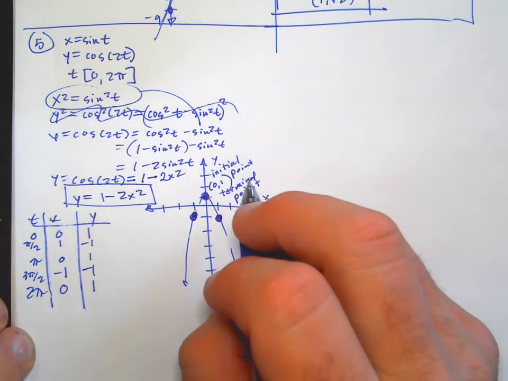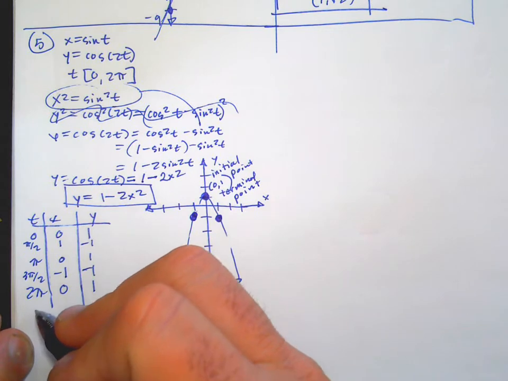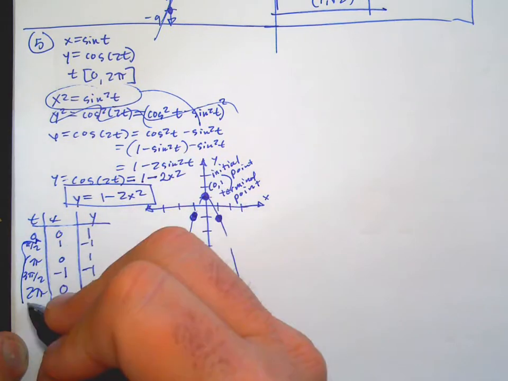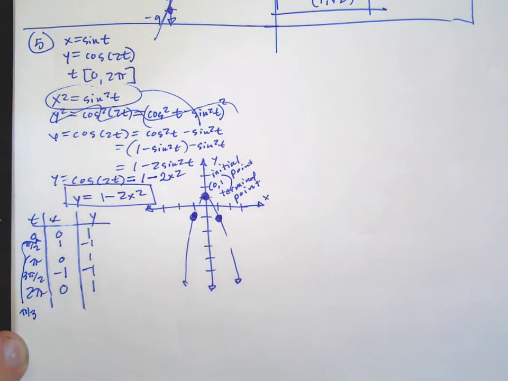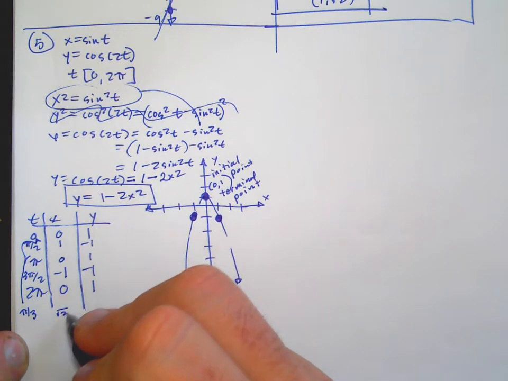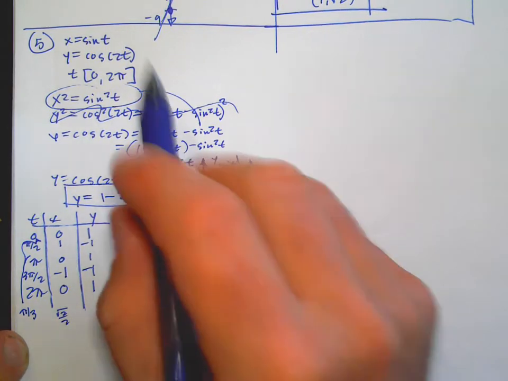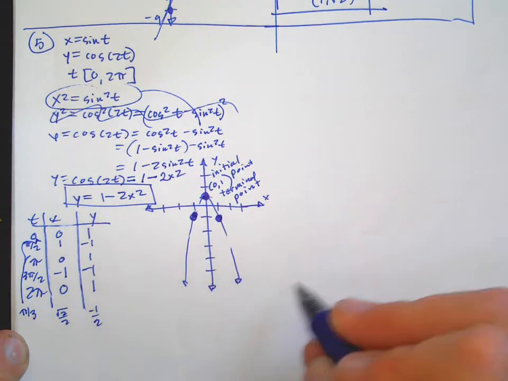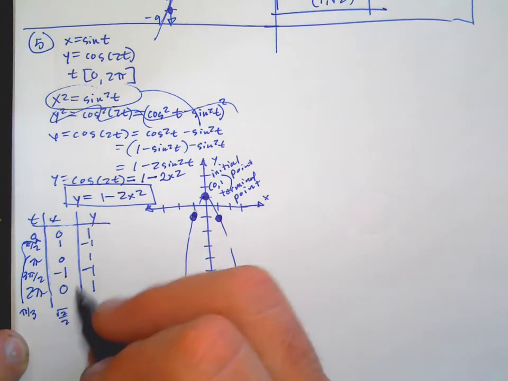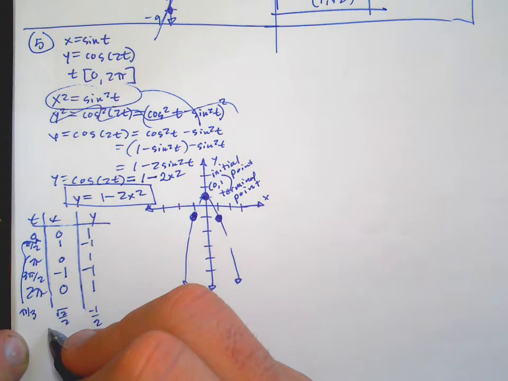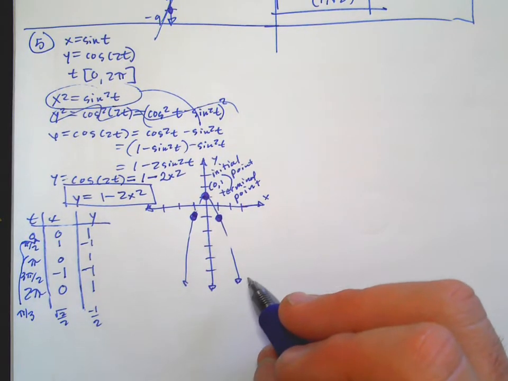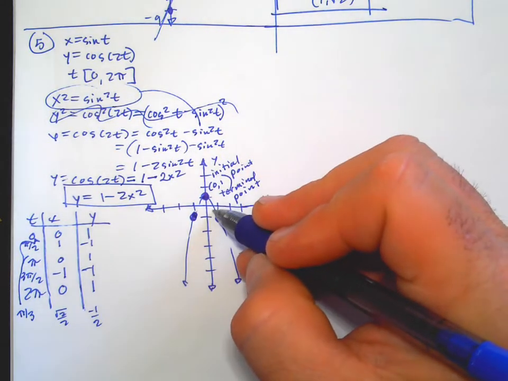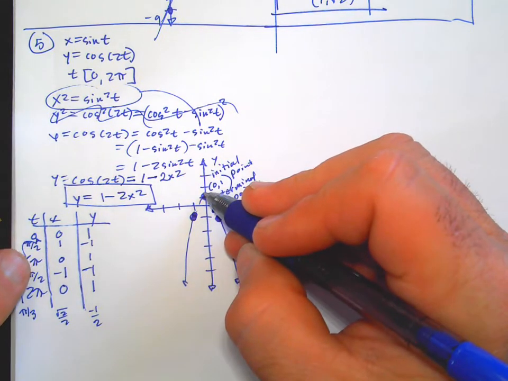We could try plugging in a couple other values, like pi over 3, which would be right here, just to get it better. So pi over 3: sine of pi over 3 is root 2 over 2, and cosine of 2 pi over 3 is negative 1/2. It's going to be less than 1, like a fraction. So that's like right here. So it goes from here to here to here.